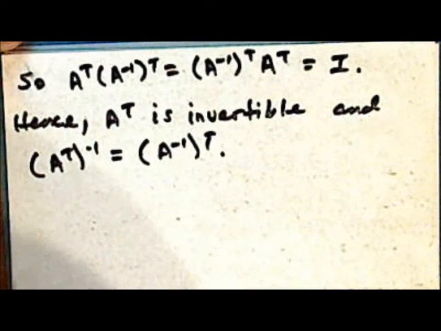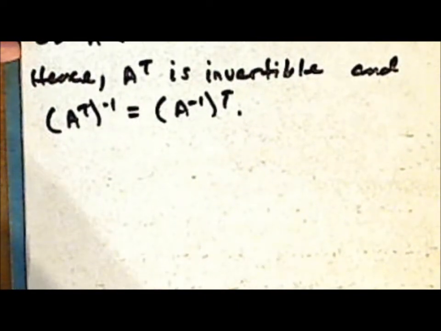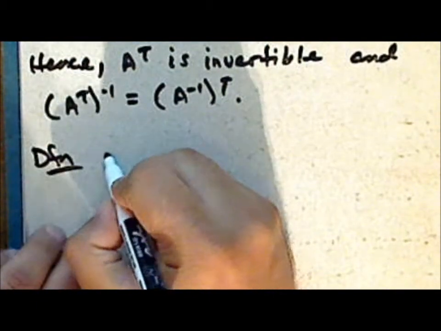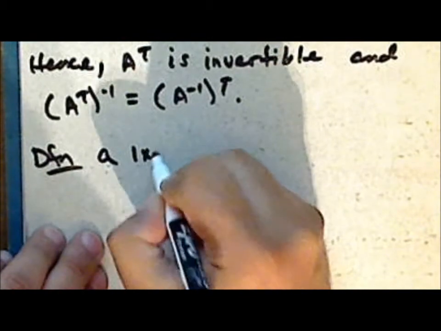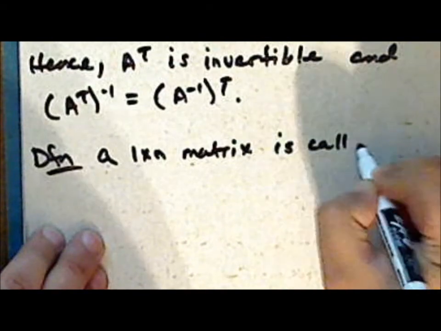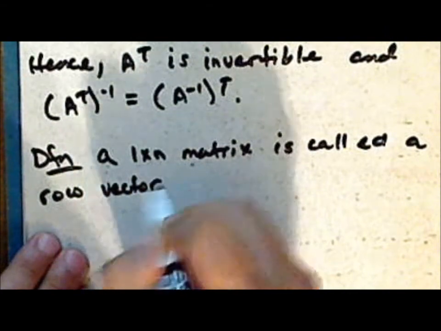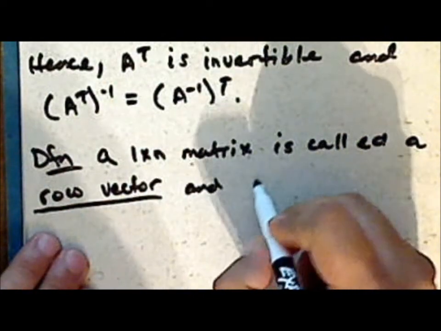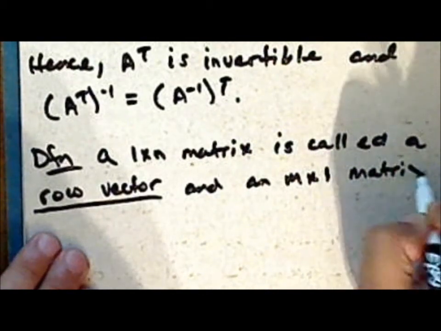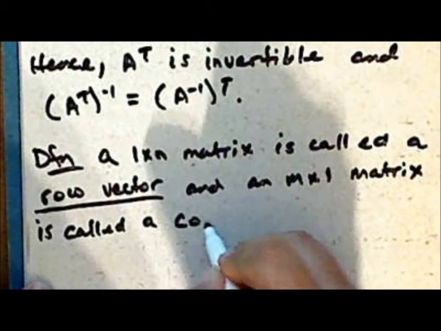All right, so now we'll move into vectors, and we're going to introduce vectors as a special class of matrices. A 1 by n matrix is called a row vector. And an m by 1 matrix is called a column vector.